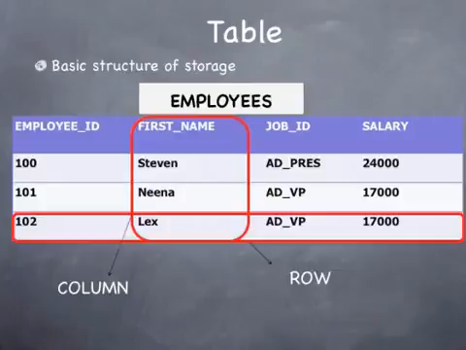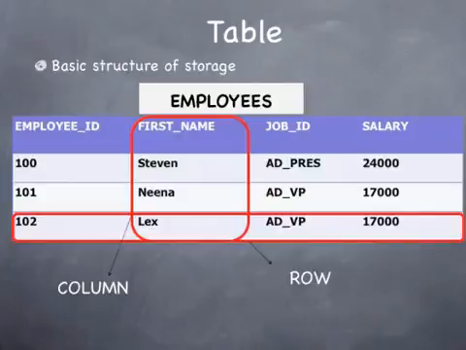We now have a look at what is meant by a table. A table is the basic structure of data storage. Now on this slide we have a table that has the name employees. Note that every table must have a name. Now the table is two-dimensional, consisting of rows and columns. What you see vertically is a column. What is horizontal is a row.